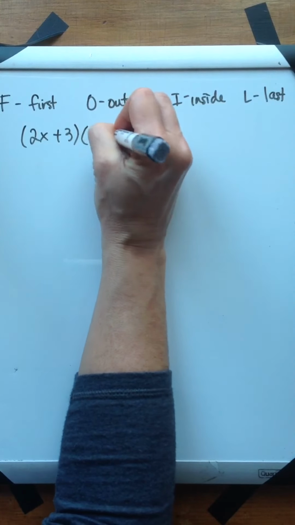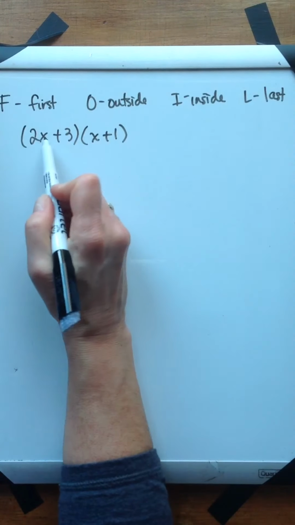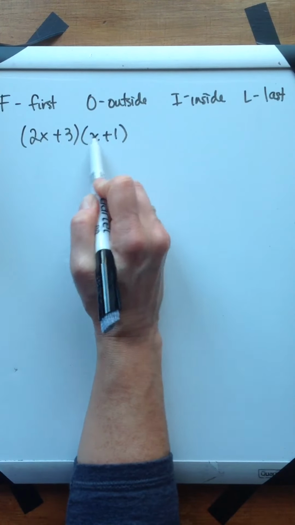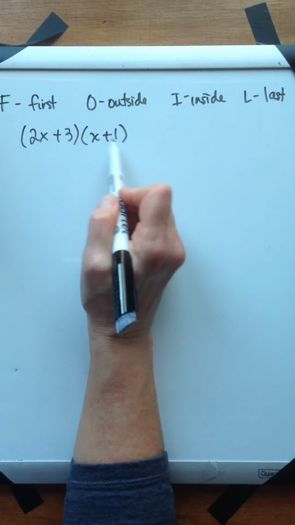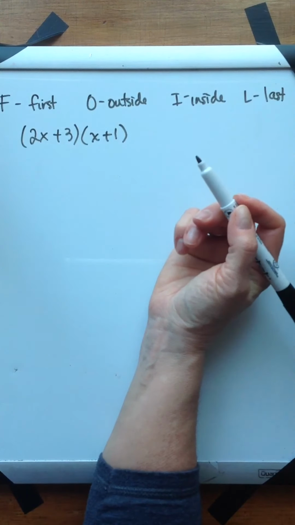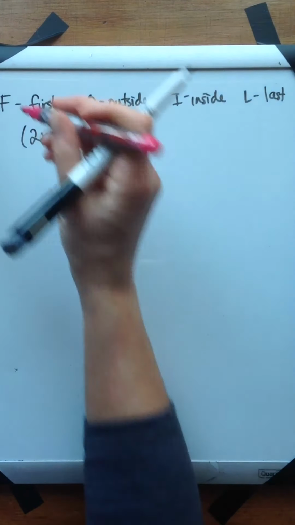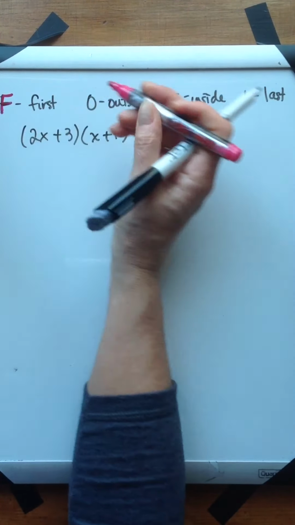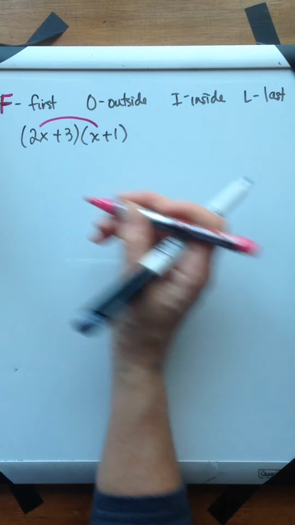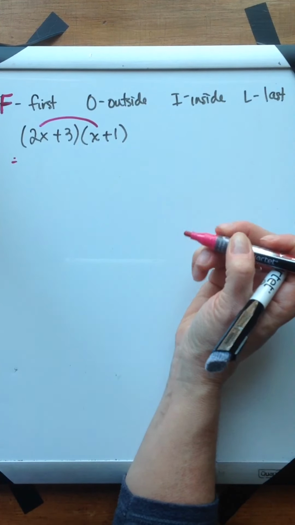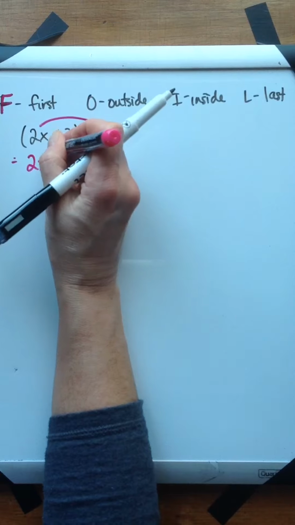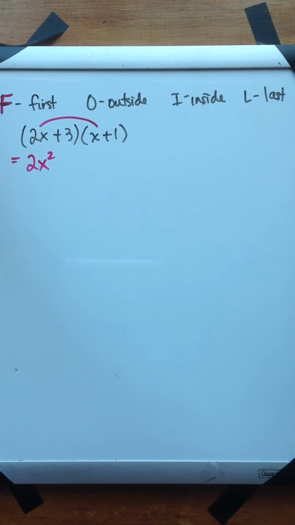I recognize that this is a binomial times a binomial because there are two different terms inside brackets in both cases, and the brackets are insinuating that these have to multiply by each other. So what if we did a multiplication of the first terms together? Well, 2x times x would be 2x squared, similar to that top left corner of our grid.